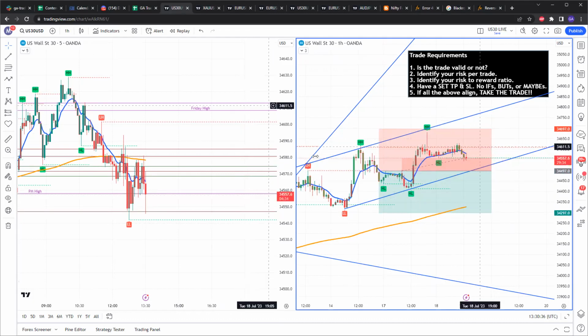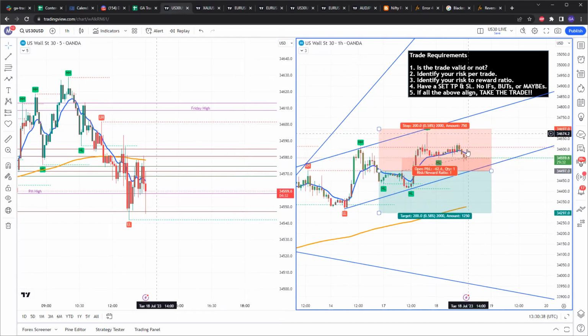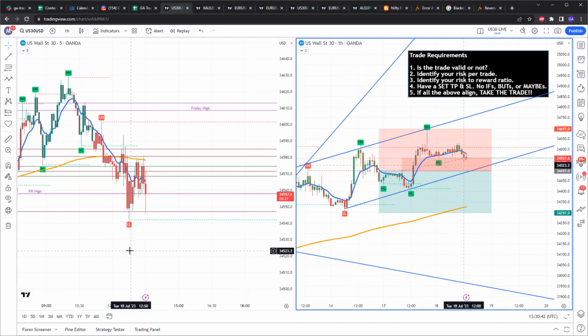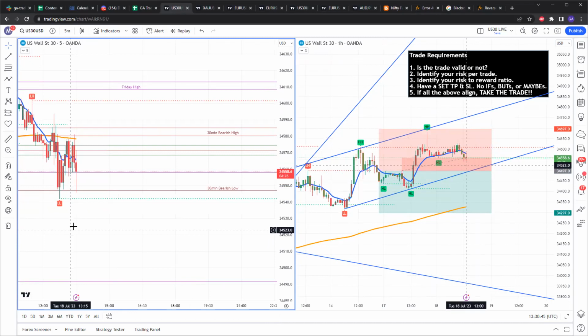It was based off the 1 hour trend. I'm sorry, yeah, the 1 hour break and retest. That's the only trade I'm in. I'm not looking to scale in.